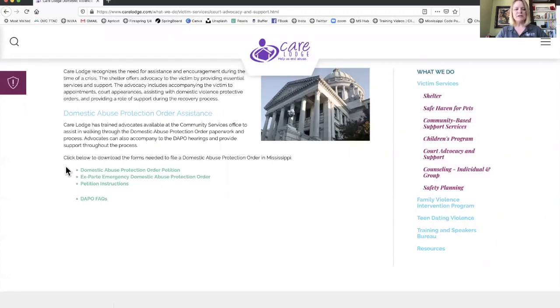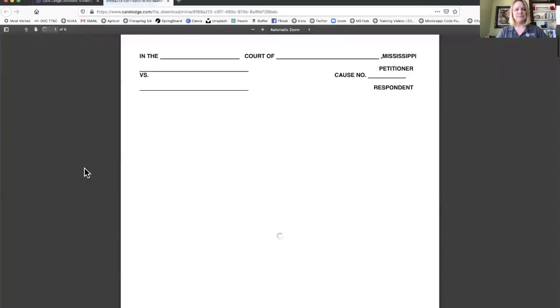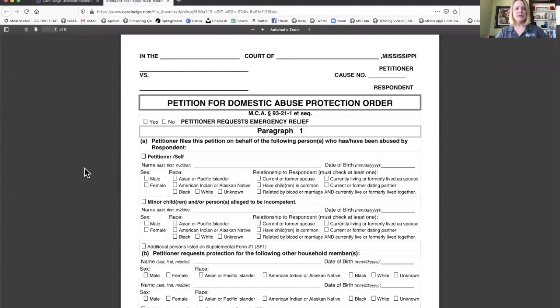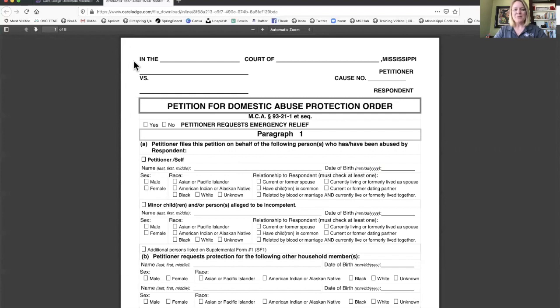For today's purposes, we're going to click on Domestic Abuse Protection Order Petition. You'll be redirected to another tab to an 8-page PDF document. You'll need to print this out in order to complete it, but I'm going to step you through page by page. This information at the top will be different depending on where you're filing. For our purposes today, we're going to choose Meridian, Mississippi, which is in Lauderdale County. So we will put County, Lauderdale.